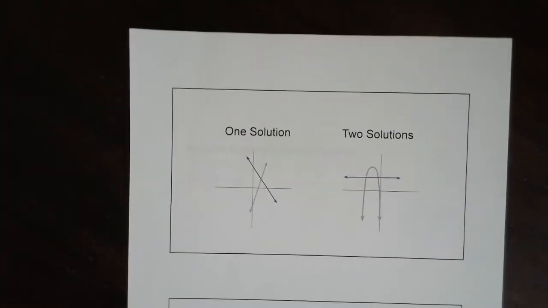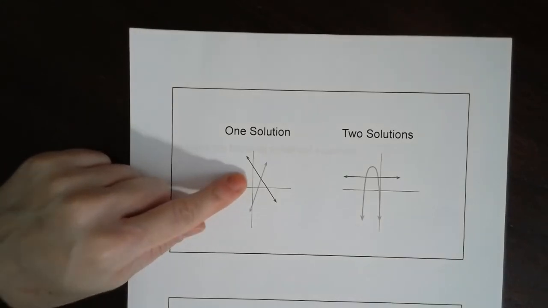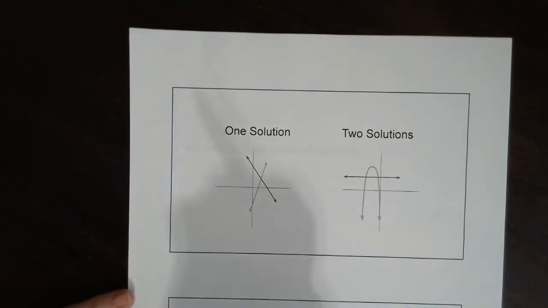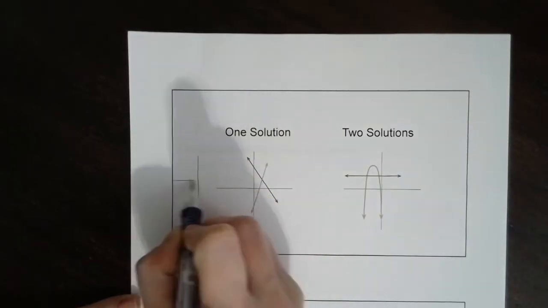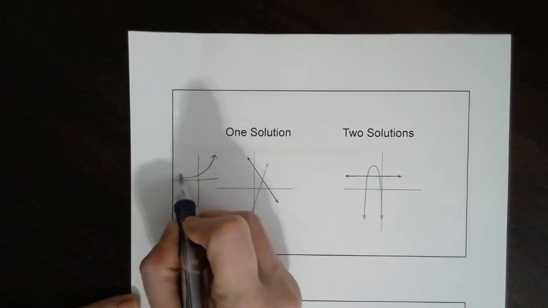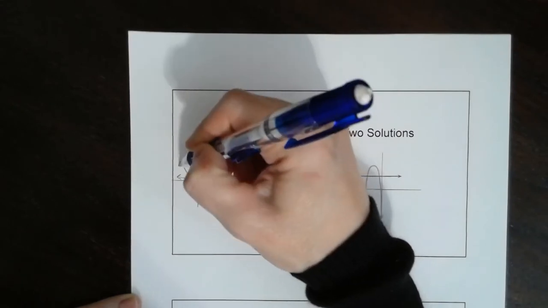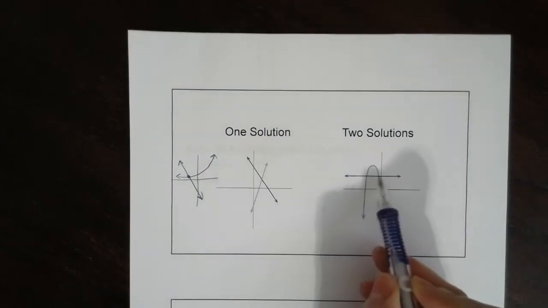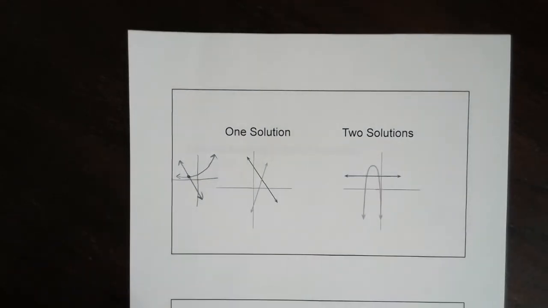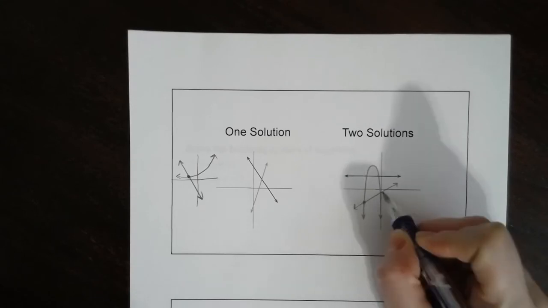Some other solution examples. One solution, I could have two linear functions that intersect once. Another possibility, if I had an exponential function, let's say, that goes like this, and then a linear function that goes this way, that would also be one solution. It would be that point right there. Here we have two solutions with a quadratic. That could also happen if the linear function went this way. That would also be two solutions, there and there.